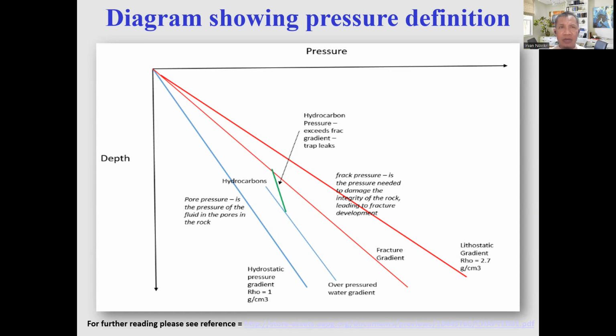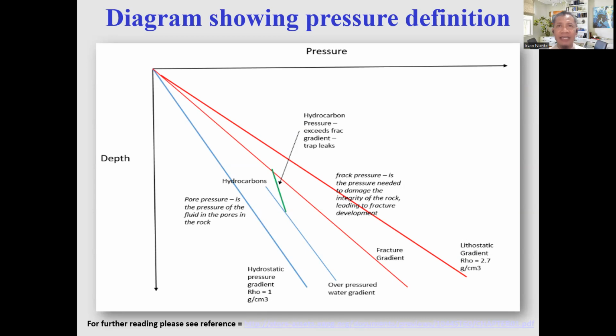The third pressure we call fracture pressure, the pressure at which the rock would begin to break down and form a fracture. If the pore pressure exceeds the rock fracture pressure, then fractures develop, allowing the fluid to leak. If the fluids are hydrocarbon, then they will leak upward, breaching the trap. So the fracture gradient is typically about 0.7 psi per foot or 15.8 kilopascals per meter, depending on the lithology.